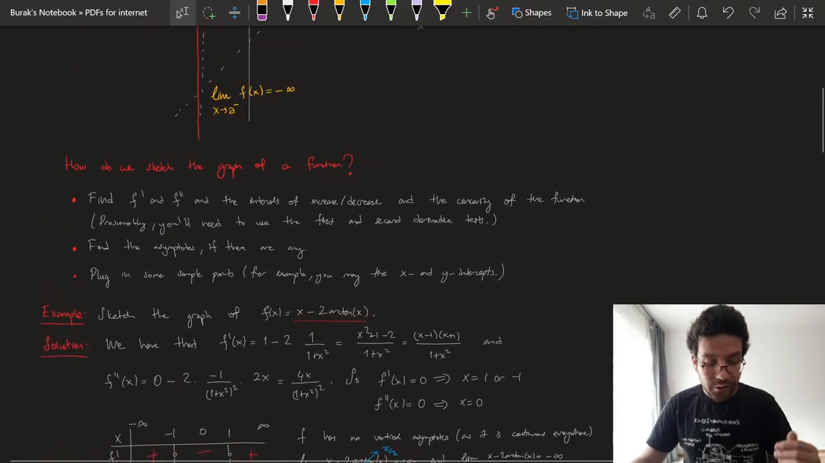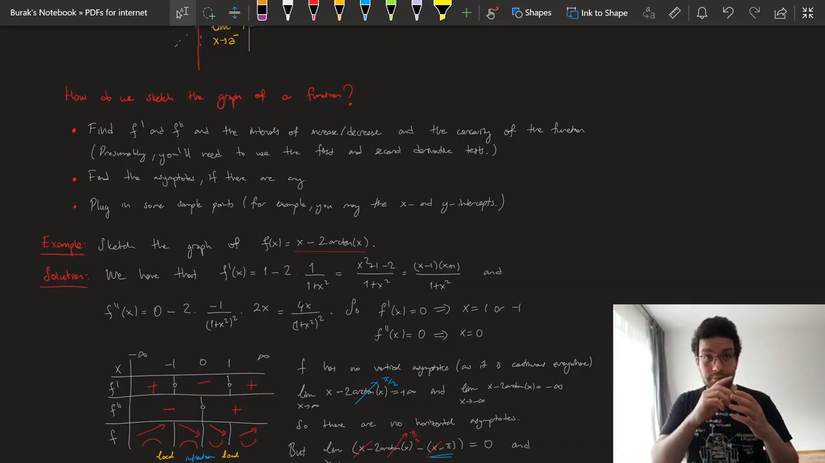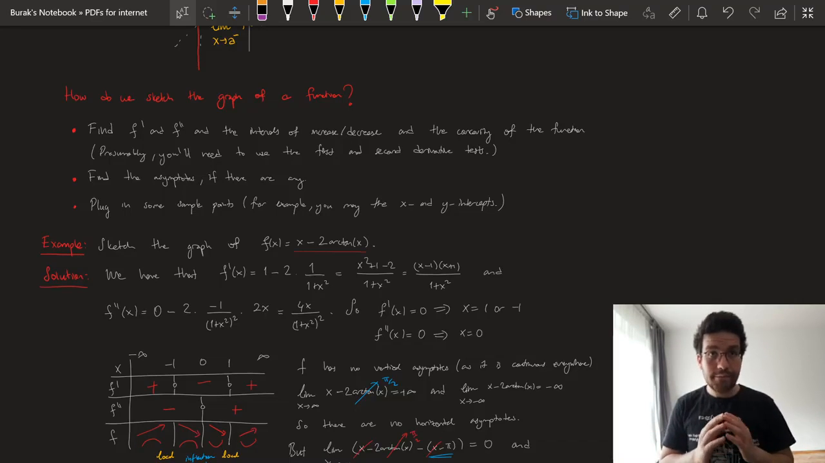What are our steps? Let's go over this and finish the lecture. Find f prime, find f double prime, and then find the intervals of increase and decrease, find the concavity of f using a table and using the first and second derivative tests. Okay, I mean, you realize that I didn't use the second derivative test at all today because the first derivative test was sufficient, but if you want, you can use the second derivative test as well, but that's kind of unnecessary because once you figure out the signs, the first derivative test tells you everything.